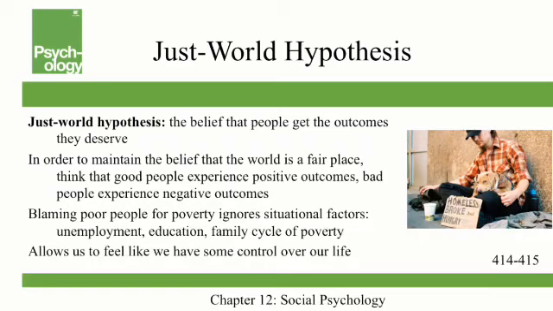The just world hypothesis is the belief that people get the outcomes they deserve. In order to maintain the belief that the world's a fair place, we think that good people experience positive outcomes and bad people experience negative outcomes. So this would be like blaming poor people for poverty and ignoring the situational factors that led to the poverty, and so people tend to commit the fundamental attribution error. Things like unemployment, lack of educational opportunities, and a family cycle of poverty can all lead to people being poor. But many people will make dispositional rather than situational attributions. Why? Because it allows us to feel like we have some control over our life.